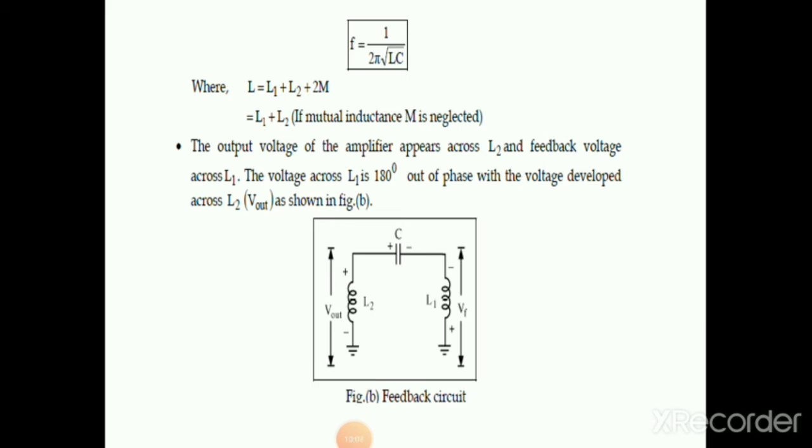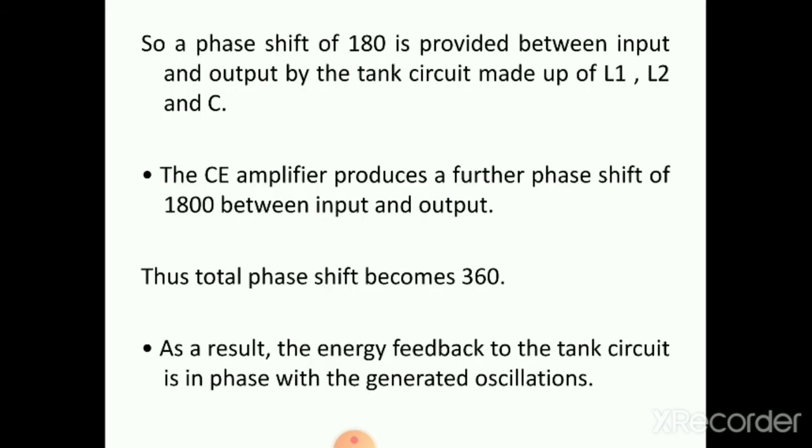And like this in the figure, the feedback circuit can be represented. L1 and L2. L1 output is Vf and L2 output is V out. L2 across voltage is V out, and it is plus minus, and that is minus plus. So they are 180 degrees out of phase. So a phase shift of 180 degrees is provided between input and output by the tank circuit made up of L1, L2 and C. Why this has to be done?